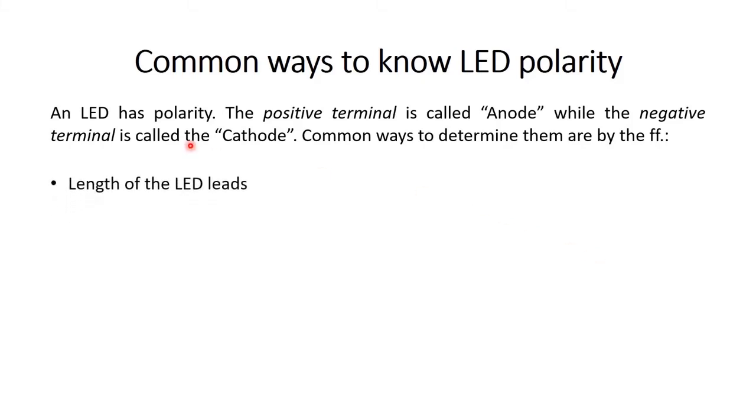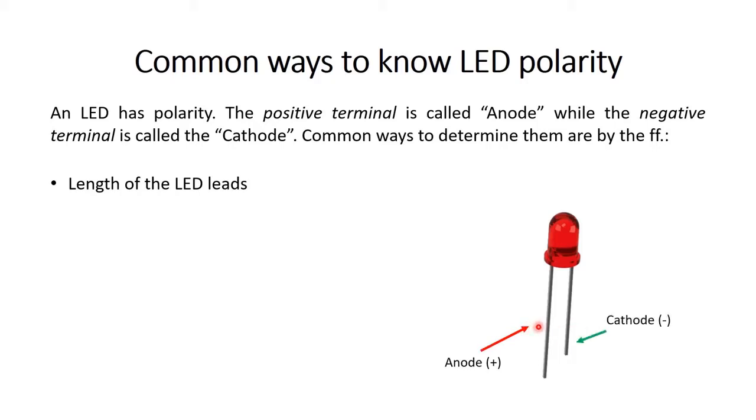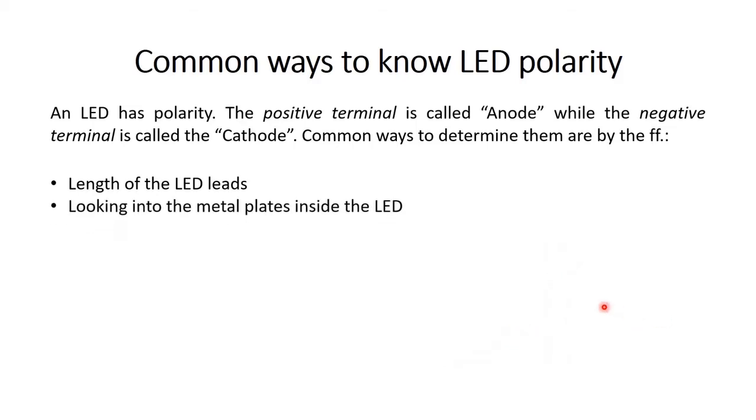So first, we can use the length of the LED legs. So here, it is a basic LED component. So we can see that it has a longer leg and a shorter leg. The longer leg corresponds to the anode or the positive terminal, while the shorter leg is the cathode or the negative terminal. The next method is by looking into the metal plates inside the LED.